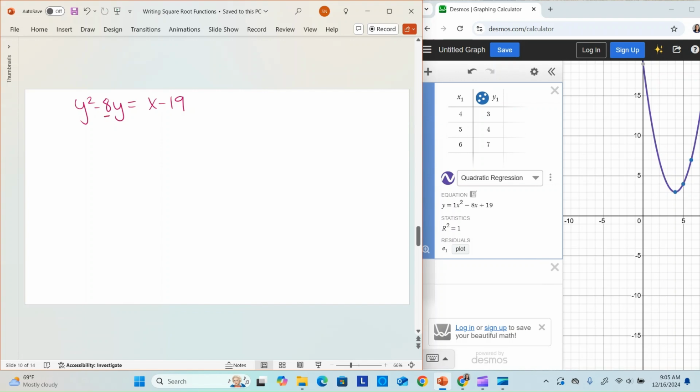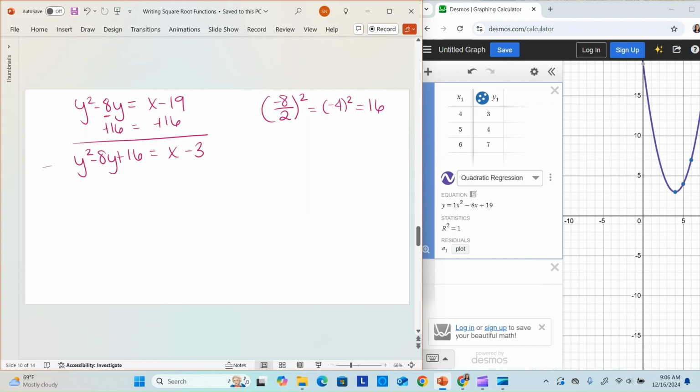Remember, what that means is I'm going to take that negative 8, divide it by 2, and then square that. So that's negative 4, and then square it, which is equal to 16. I'm going to take that value of 16 and add it to both sides of my equation. So I add it over here, and then I also add it over here. When I do that, I get y squared minus 8y plus 16 equals x, and then minus 19 plus 16 gives me minus 3.